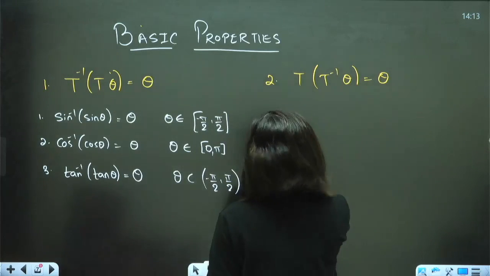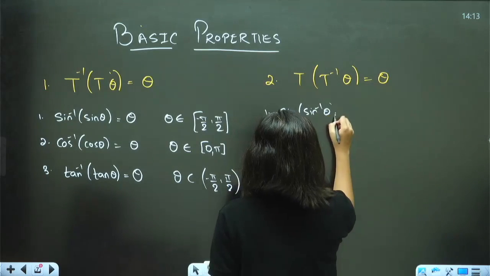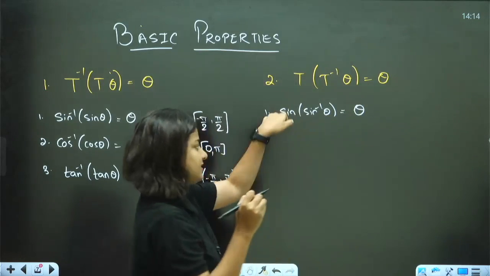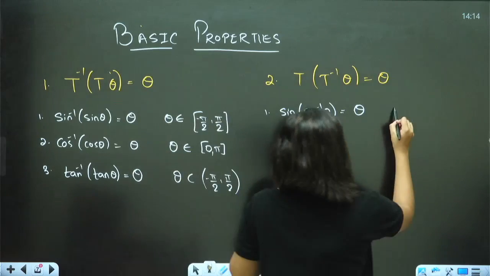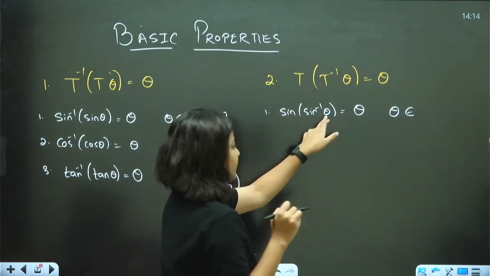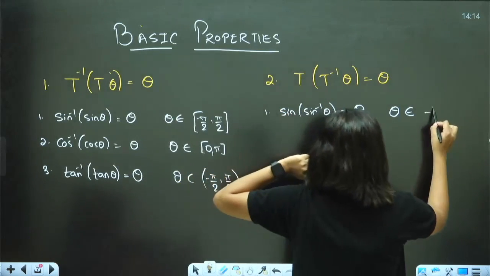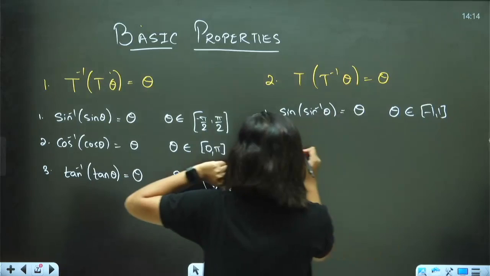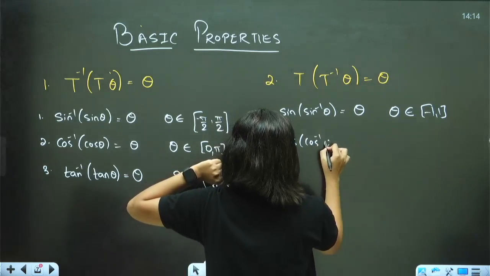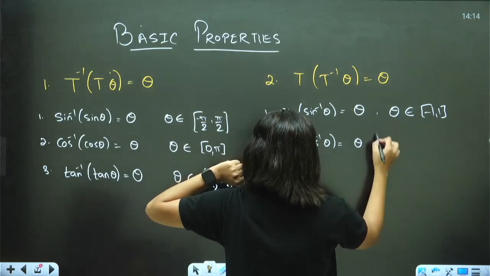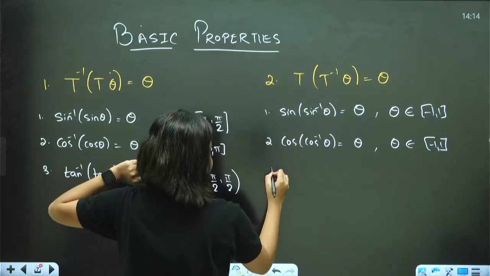Let's go to the second part. Sine of sine inverse theta. This will give me answer as theta. Sine inverse cancels, answer is theta. Provided this theta belongs to what? It belongs to domain of sine inverse. What was the domain of sine inverse? Minus 1 to plus 1. Cos of cos inverse theta. This is equal to theta, provided theta belongs to minus 1 to plus 1. For sine cos, it's same.